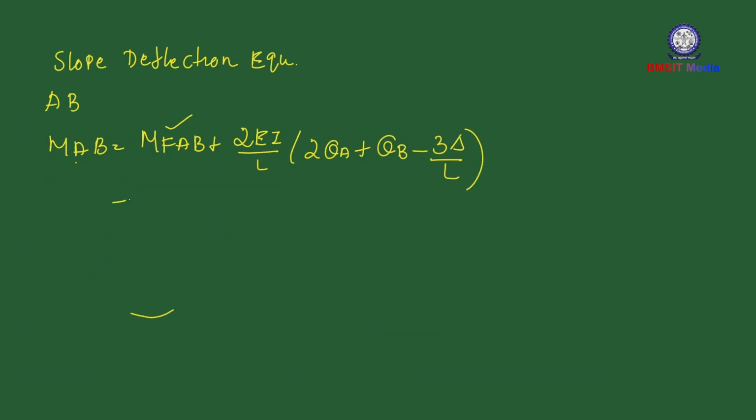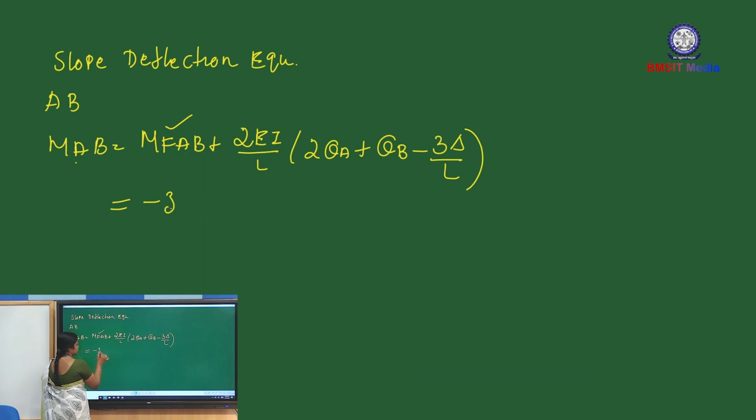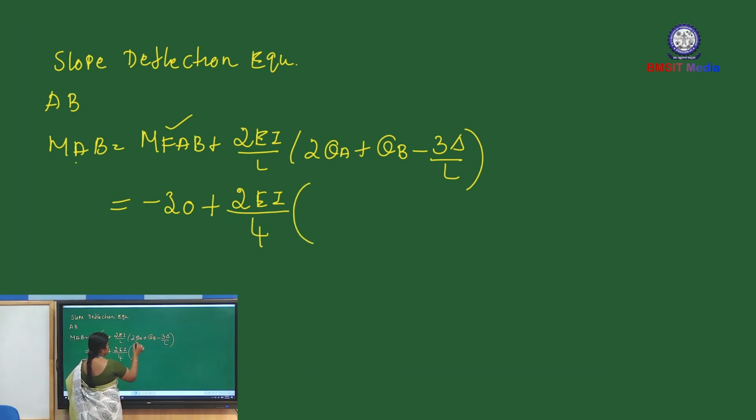Always at the fixed support the slope will be 0 value. So MFAB equal to minus 20 kilonewton meter, already calculated, plus 2E. I is given for the span AB, divided by L, the length of the span AB, 4 meter, into 2 times theta A. A is the fixed support, so the value is 0. For the fixed support there is no slope. So theta B is the intermediate one, and then minus 3 delta by L.